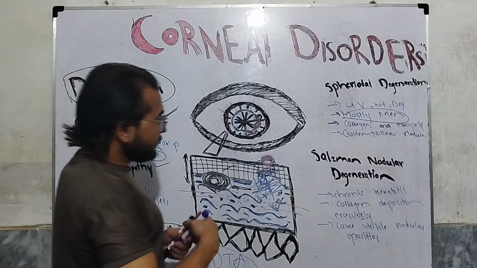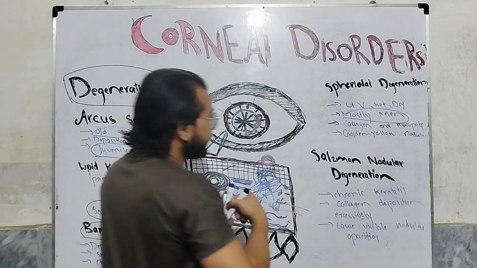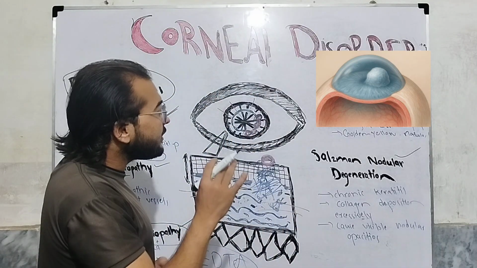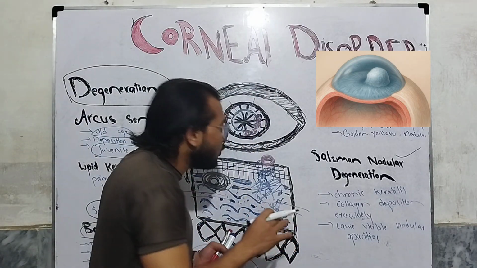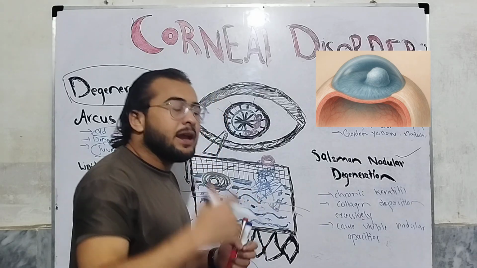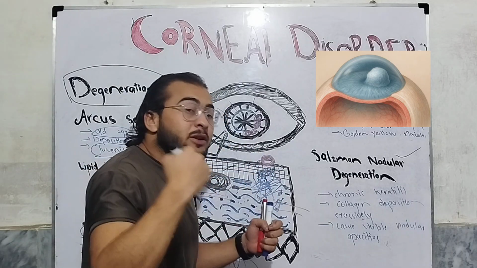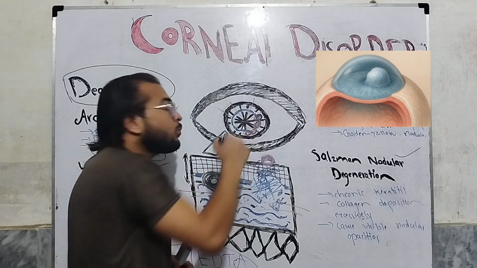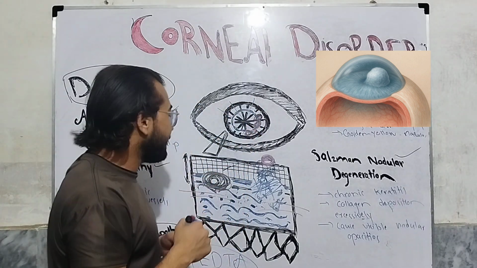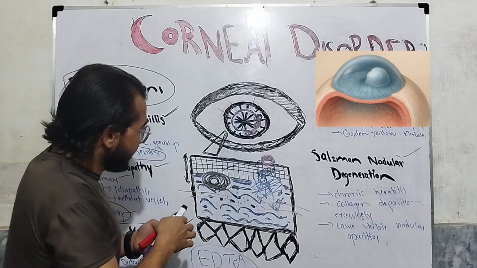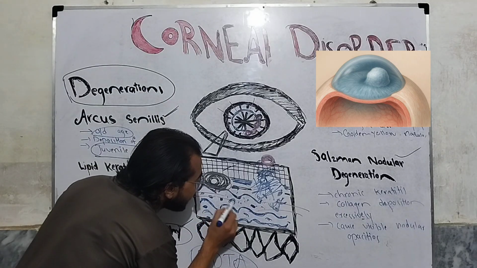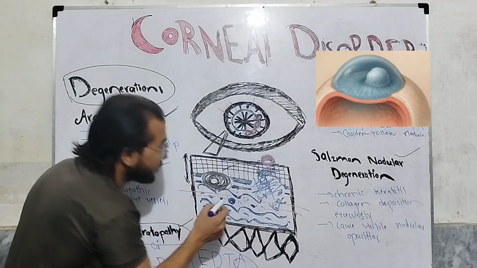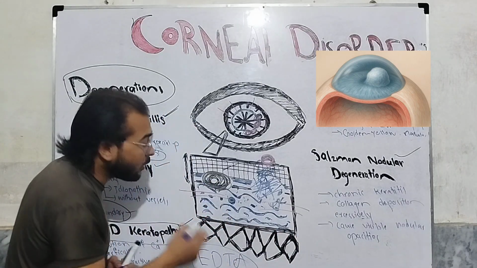Now, the last degenerative condition is Salzmann Nodular Degeneration. Salzmann Nodular Degeneration is due to chronic keratitis. As we have discussed in the previous video, there are many types of keratitis. So when the inflammation of the cornea is chronic, what will happen? As I have told you before, keratocytes are the cells which produce these collagen fibers. So when the inflammation is chronic, what will happen?